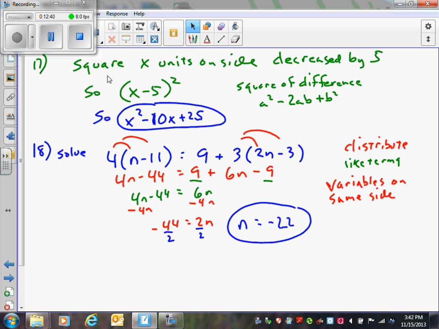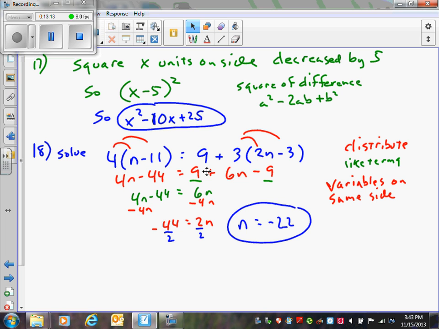Number 17, they tell you you have a square of x units on each side. We're going to decrease them by 5. So we got x minus 5. But it's still a square, so we're squaring the whole thing. This is the square of a difference. A squared minus 2ab plus b squared. X squared. 2 times x times minus 5 is minus 10x. Minus 5 squared is 25.